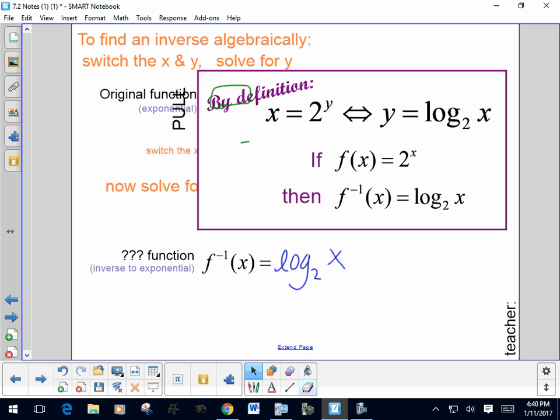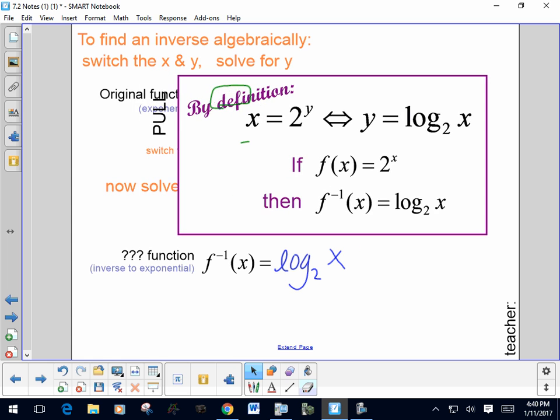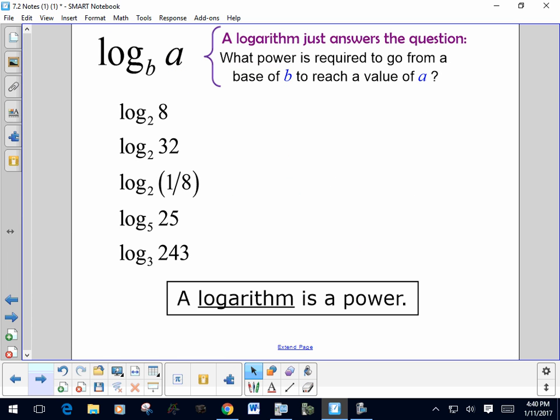So what the heck is a log? Well, a log is really just the answer to the question, what power is required to go from a base of b to reach a value of a.